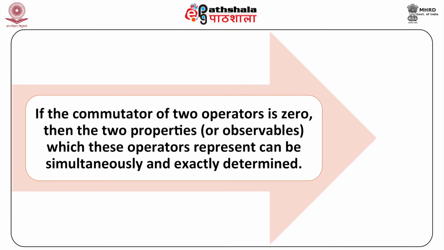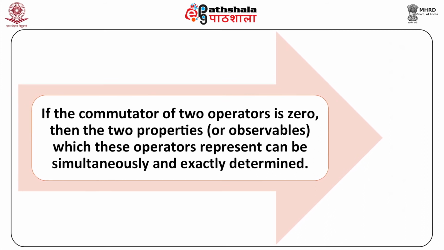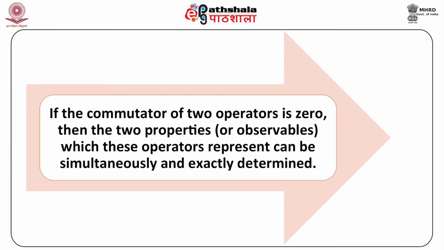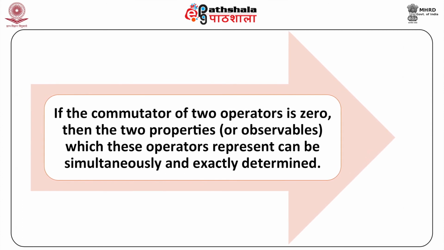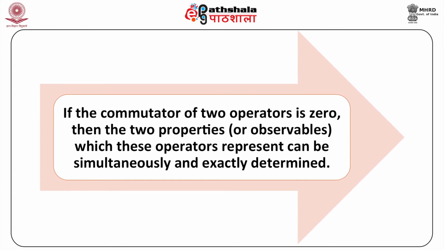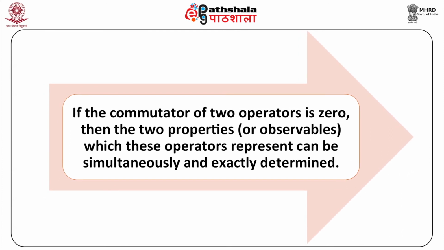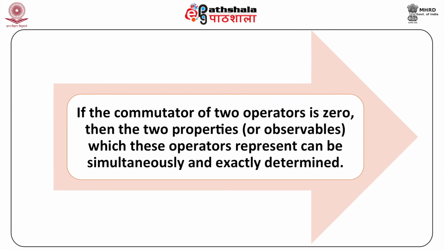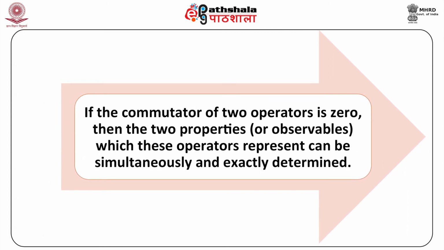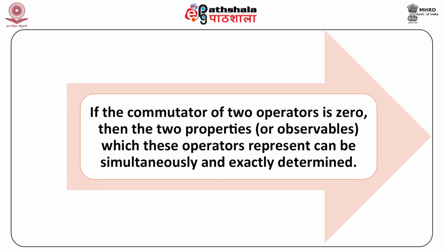One may ask the question, if the two operators commute, what does it mean? Because as we mentioned earlier, each operator corresponds to an observable. So if the two operators commute, that means for the two observables which those two operators represent, the values can be simultaneously and exactly determined. This is a very, very important thing.